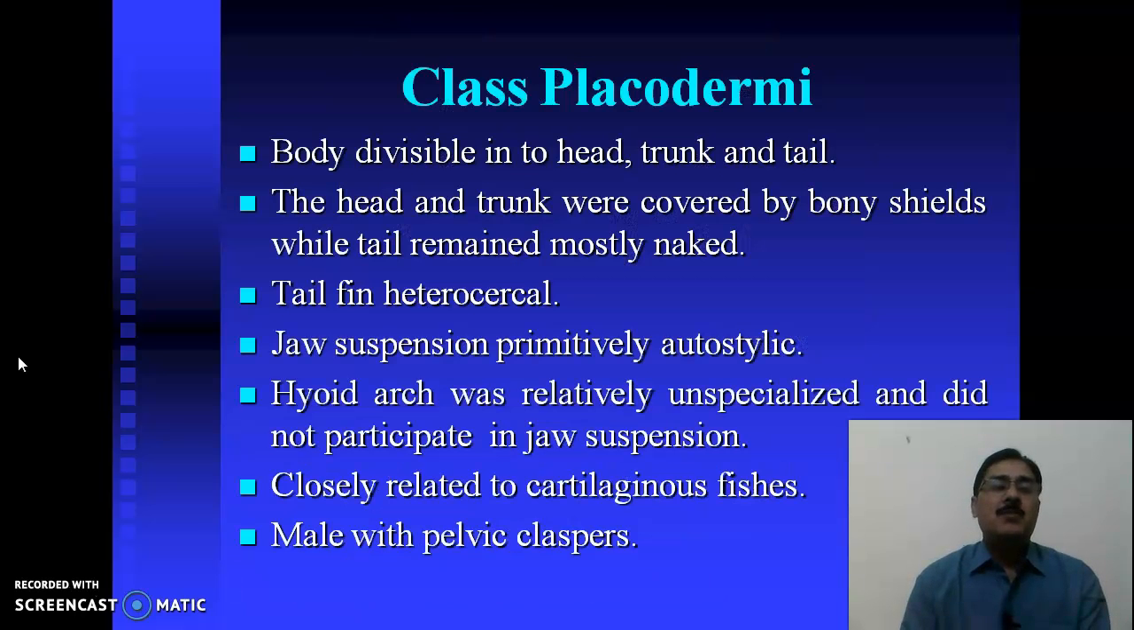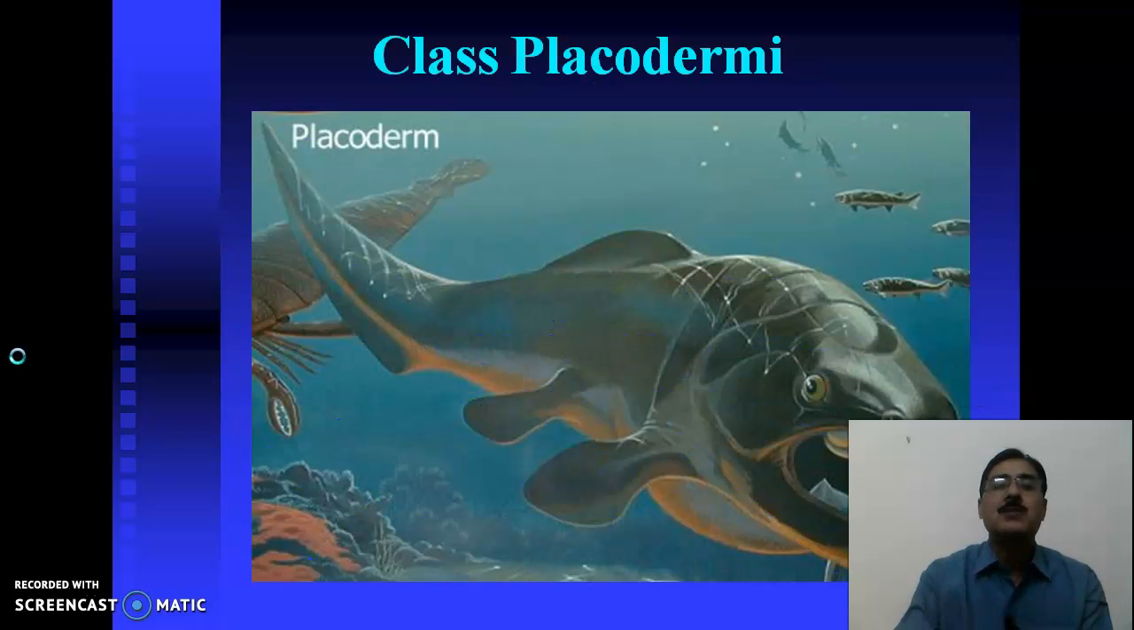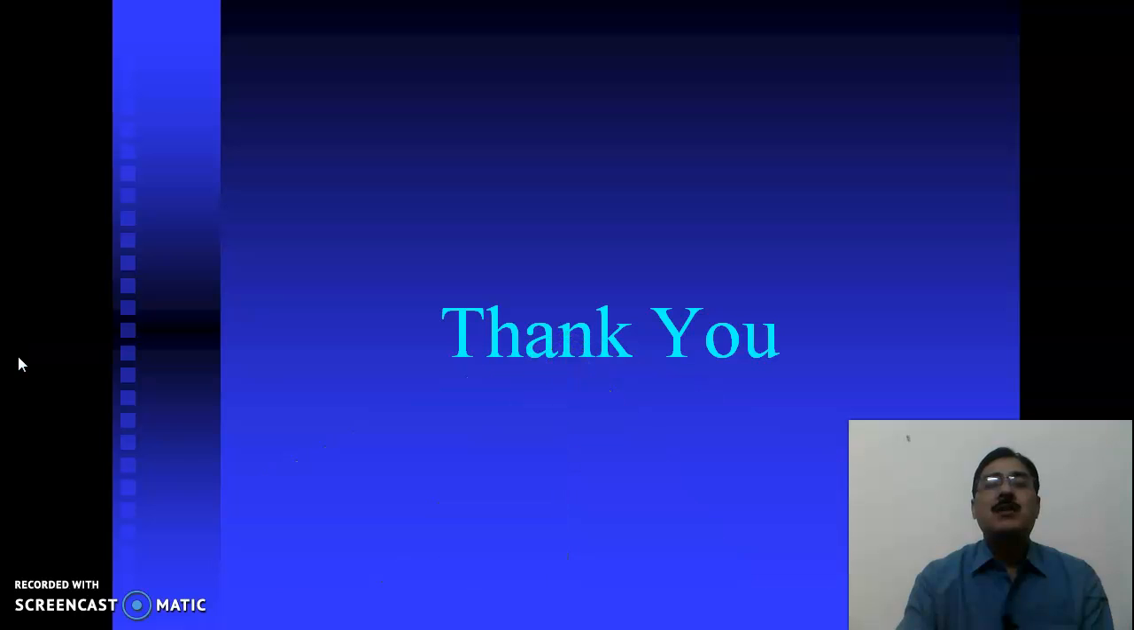Their body is divisible into head, trunk, tail. The head and trunk were covered by bony shield, while tail generally remained naked. Tail fin heterocercal, jaw suspension primitively autostylic. Hyomandibular is relatively unspecialized and did not participate in jaw suspension. Closely related to the cartilaginous fish and male usually with the pelvic claspers. This is the example of Placodermi. So this is the first part of classification.